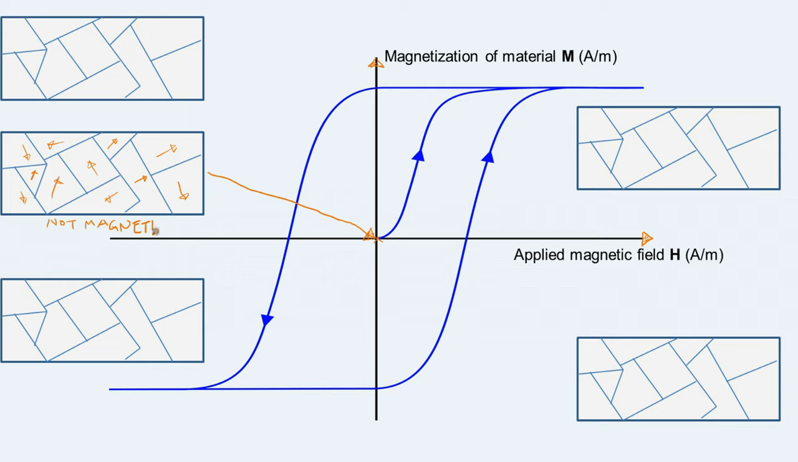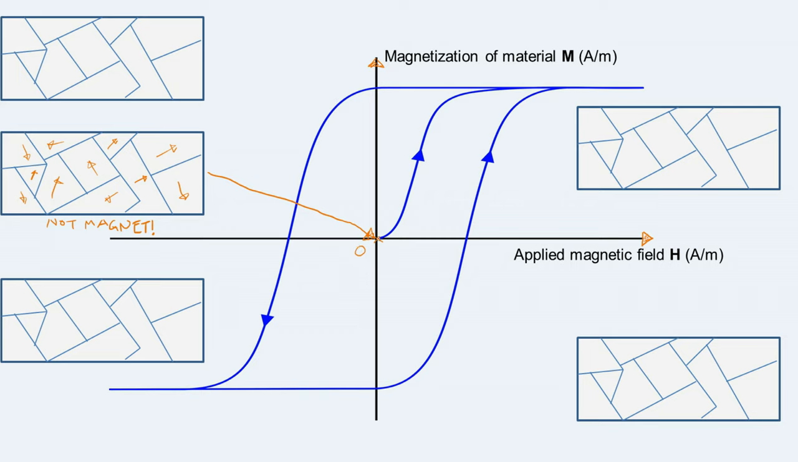So, and that makes sense, because we're looking at the magnetization of the material on the y-axis. And at that point, that is the zero axis. So it makes sense that the magnetization of the material is zero. Therefore, surprise, surprise, it isn't magnetized. What we're then going to do is apply our magnetic field.